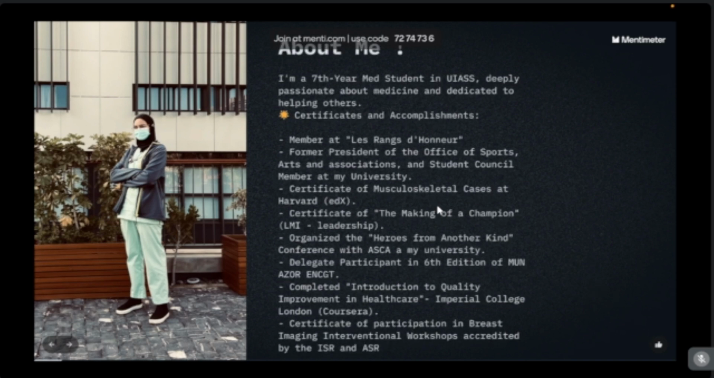So I will begin by telling you a little about me. I'm a seventh year medical student, so I'm in my last year. I'm deeply passionate about medicine and dedicated to helping others. And of course, I have some certificates and accomplishments because I like to do a lot of things apart from being a medical student. I'm a member of Les Rangs d'Honneur, and I was a former president of the Office of Sports, Arts and Associations at our university. And I have some certificates that I did online or in presence by being in some organizations or in some workshops.